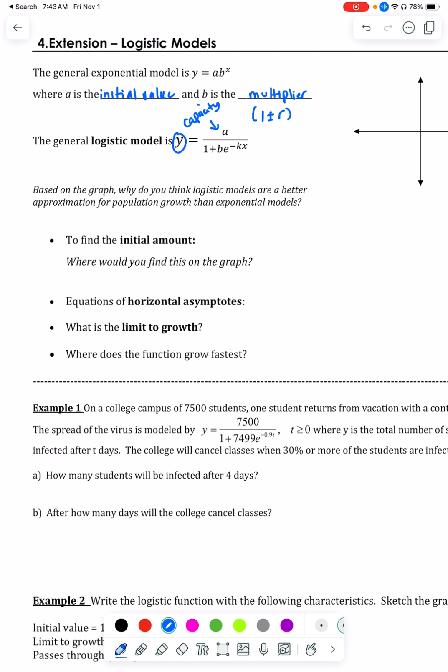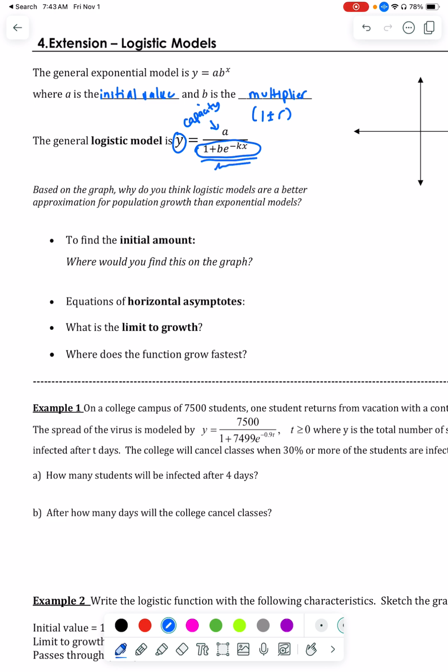Just think about it. This is 1 plus something. So if you have a divided by 1 plus, for you to get a maximum value, the denominator has to be the lowest possible. When the denominator approaches 0, that's when it gets maximum. Now, the denominator is 1 plus something, so that cannot approach 0.